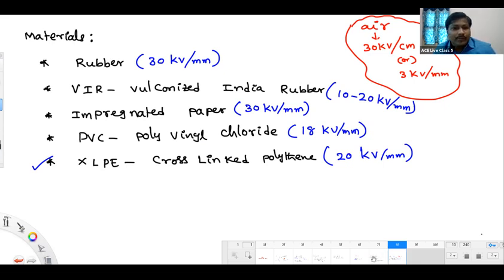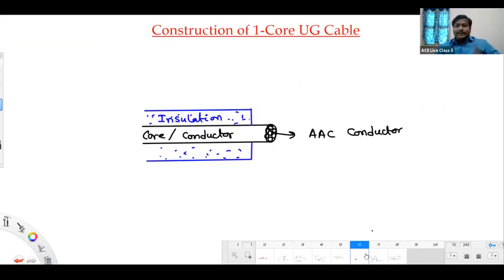Next, let's move back. Listen. We have taken the conductor first. On the conductor, we kept the insulation. Can we keep this construction directly into the ground? No, because there may be some moisture content in the earth, right? Definitely, because of rain, whatever it is, moisture content in the earth may enter into the insulation, and that will decrease its insulation strength.